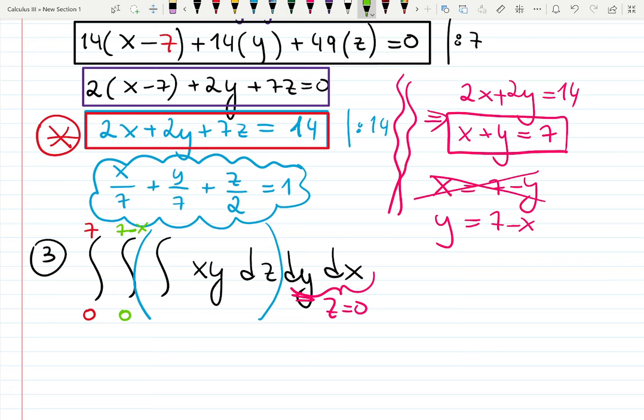And we can now check: if y is 0, over here x is 7, matches. If y is 7 minus x, and we plug in here 7 minus x, the 7 and 7 cancel out, x becomes x, so that matches too. 0, 0, 7, 7. So that's good. Now the z is the one left.